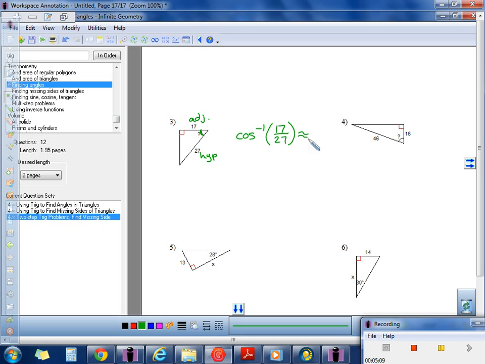And what do we get as a rounded answer? Say it. 51. Good job. Do we all agree? Great.